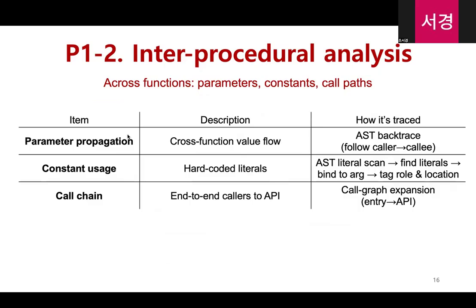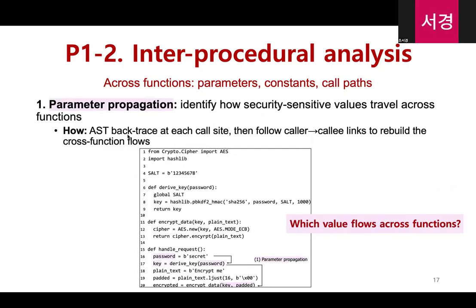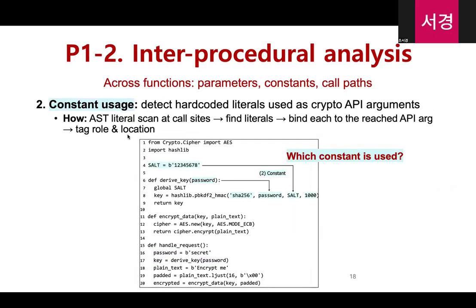Across functions, we record parameter flows to the API, which hard-coded literals feed which arguments, and the end-to-end call chain from entry to the API site. Now, parameter propagation: we run an AST backtrace at each call site, then follow caller-callee links to rebuild the cross-function flow. The password flows from handle_request through derive_key into the key, and finally into encrypt. We record each hop so the model sees exactly what reaches the crypto API.